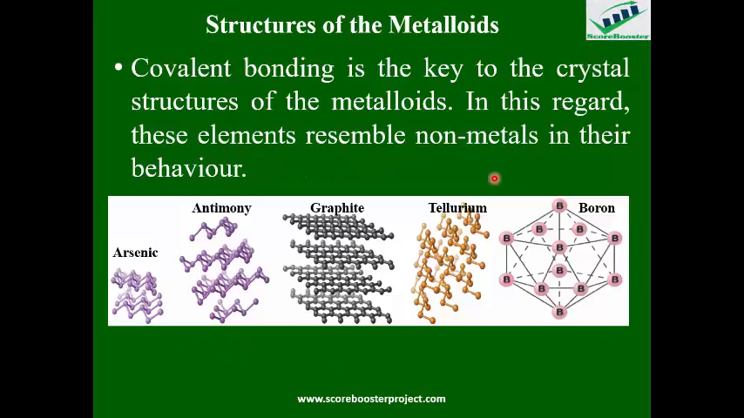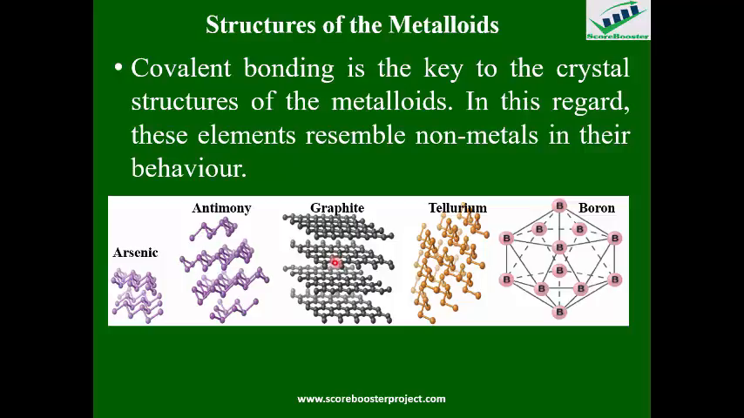If we look at them structurally now, we want to compare these elements with graphite. We said they have some striking similarities, but some properties are different. Covalent bonding is the key to the crystal structure of the metalloids. They have covalent bonds, so they are similar to carbon, because carbon is also a non-metal with covalent bonds. In this case, these elements resemble non-metals in their behavior. Graphite is an allotrope of carbon. We'll talk more when we get to carbon.